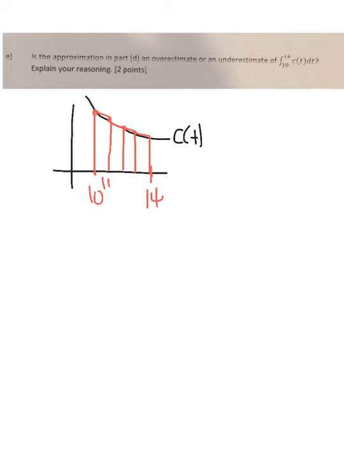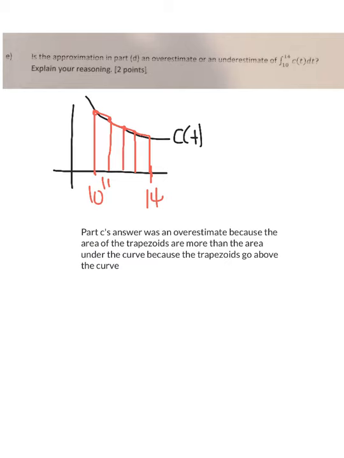So then you would say something to this effect. Okay, so part C's answer was an overestimate because the area of the trapezoids are more than the area under the curve because the trapezoids go above the curve. So in other words, they encompass more area than what's actually under this curve. Make sure that if you get a question like this, that you label this curve so whoever's grading your exam knows what it is that you're talking about.